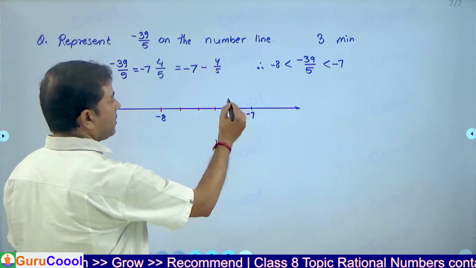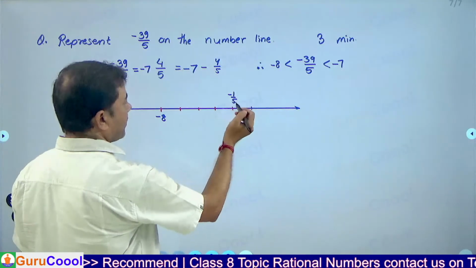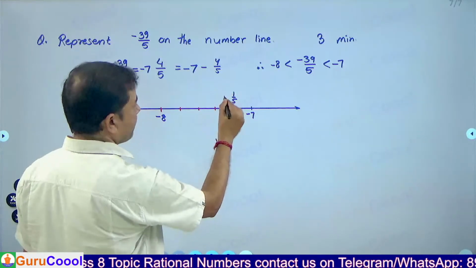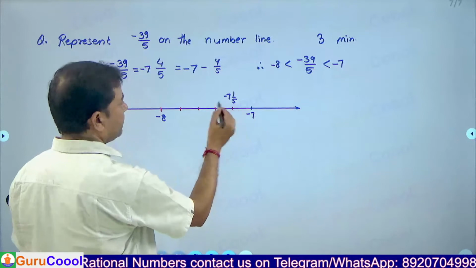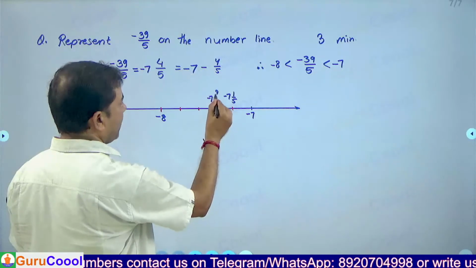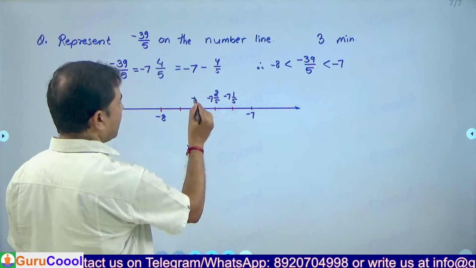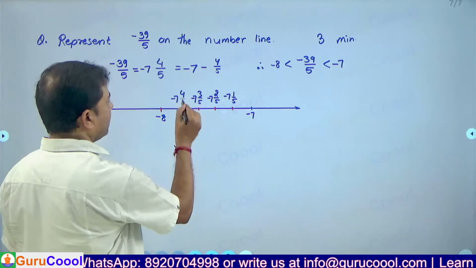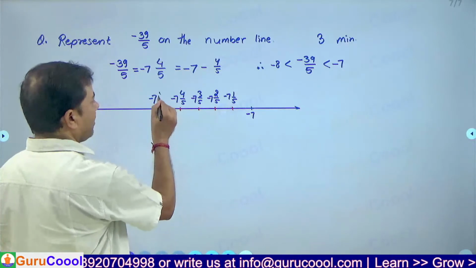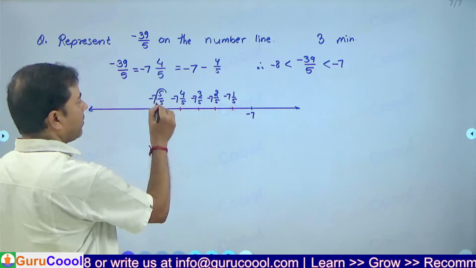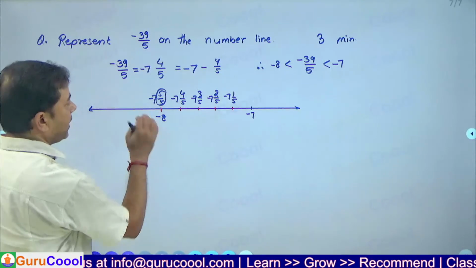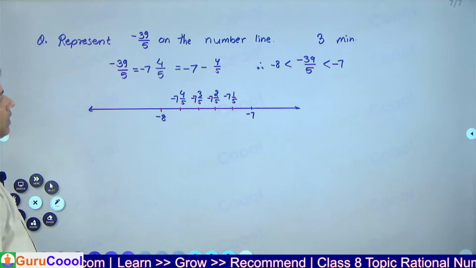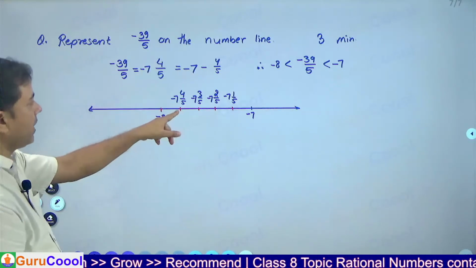So this point is minus 1 by 5. Actually minus 7 is already traveled, so we can write minus 7 and 1 by 5. This is minus 7 and 2 by 5. This is minus 7 and 3 by 5. This is minus 7 and 4 by 5. This is minus 7 and 5 by 5. And you know 5 by 5 is 1. So it is minus 8. No need to write this, just for understanding. Now our number minus 7 and 4 by 5 lies here.